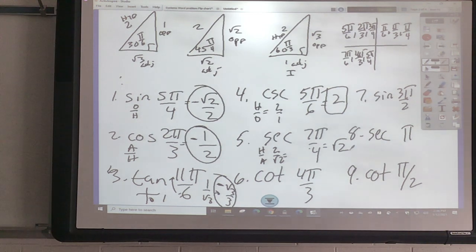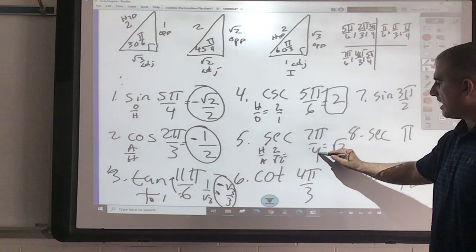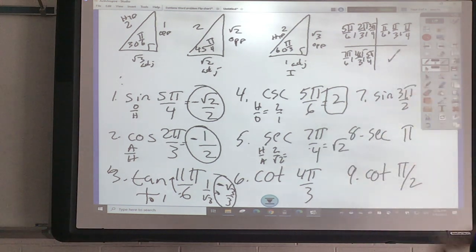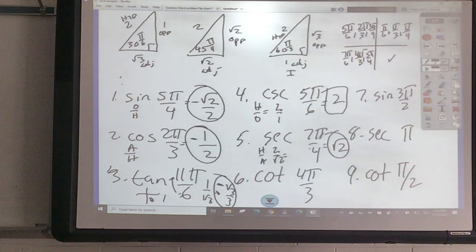Now all I have to think about is what quadrant that is in. It could be that one. How many times does 4 go into 7? Once, so it's got to be that one. So the only things positive are cosine and secant, which would give me that.